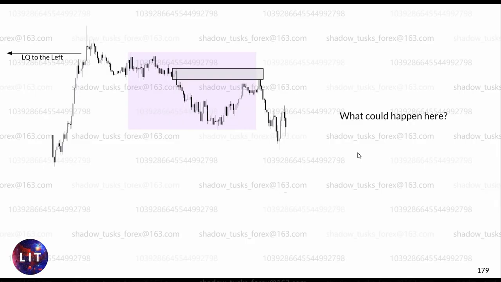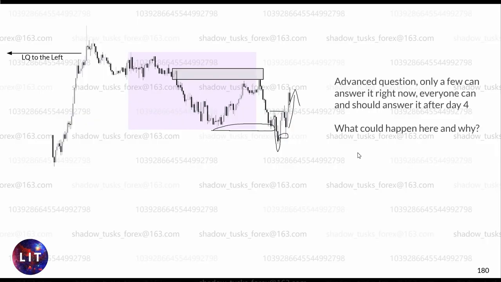First, they complete the minor play, like this. This is the minor play: build-up, minor inducement, minor break of structure, minor mitigation, and of course it gives the minor play. Make sense? So advanced question only again, what could happen here now and why? Again, just give you a few hints.